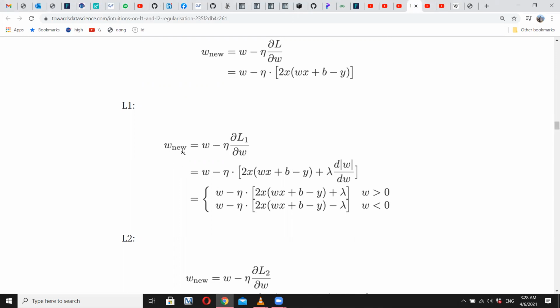So this is how you will update your weights. If your initial value of weight is negative, then you should use this equation. Otherwise, if your initial value is positive, then you should use this equation to get your new value of slope from the previous one.